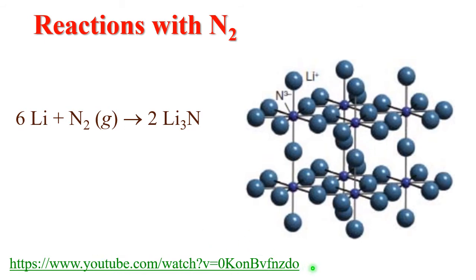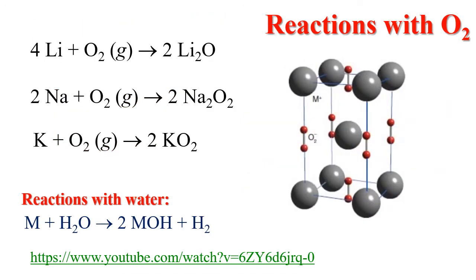You can watch an interesting video on the reactions of alkali metals. Reaction with oxygen: lithium makes Li2O. Sodium reacts with oxygen, making sodium peroxide, Na2O2. And potassium, rubidium, and cesium react, making superoxides KO2, RbO2, CsO2, with the O2 minus ion, a very special case.